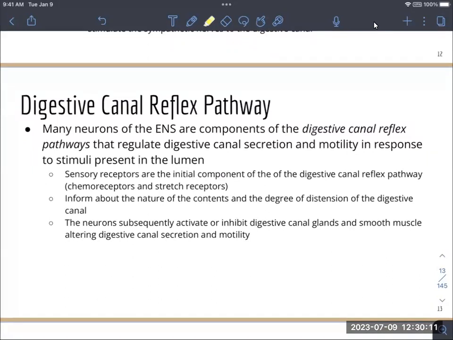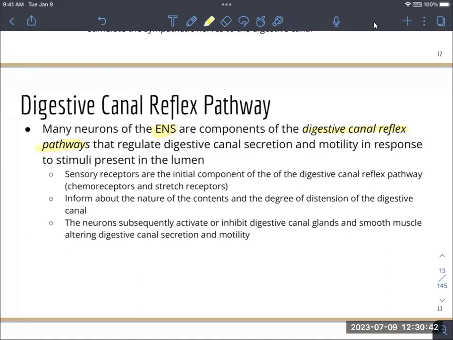So we have different reflexes that are found within our digestive system. Most of these neurons in that enteric nervous system, they're part of this digestive canal reflex pathway. And it maintains how fast something is going, how much mucus and different secretions are coming out of that digestive system.